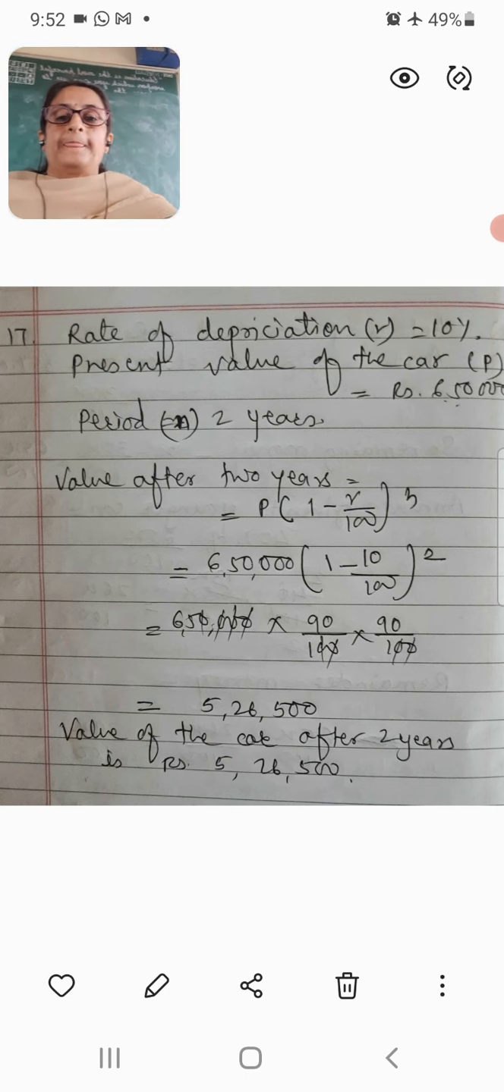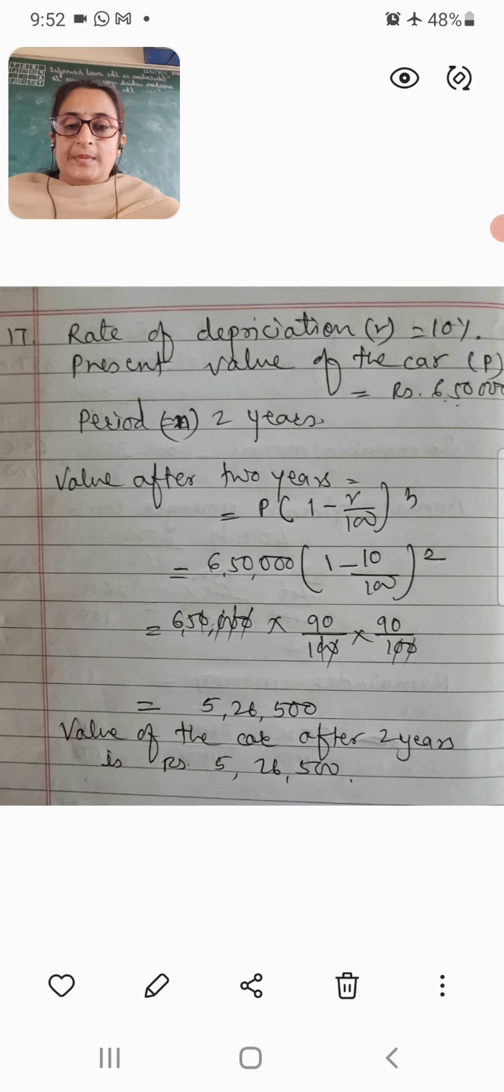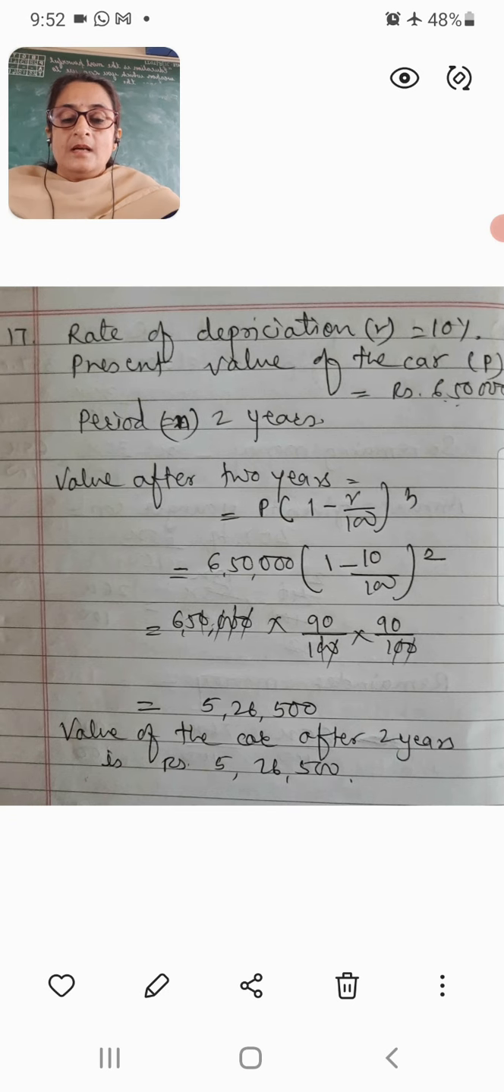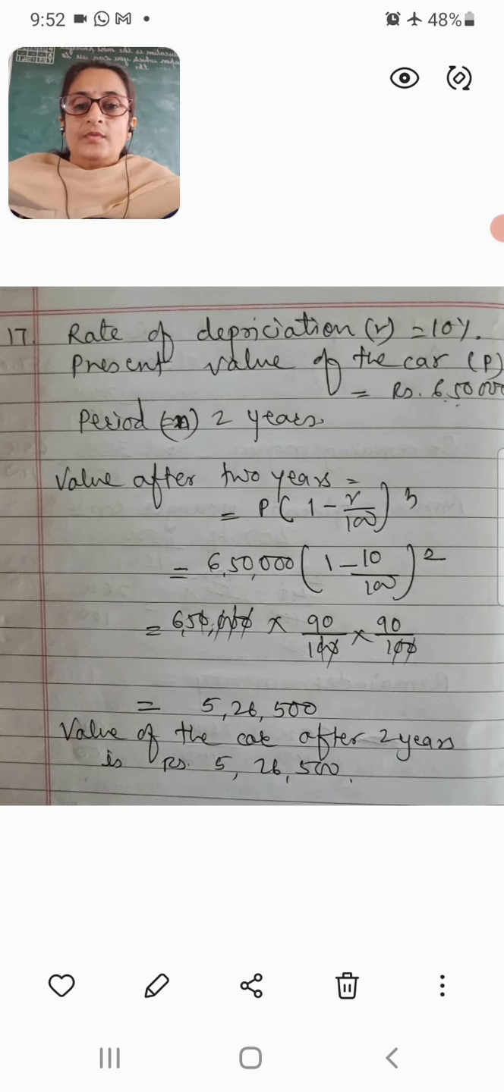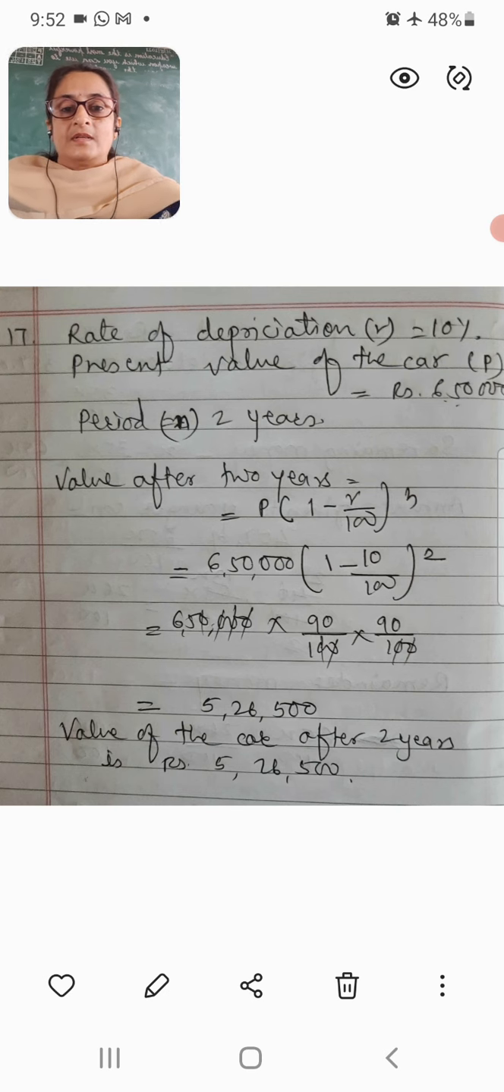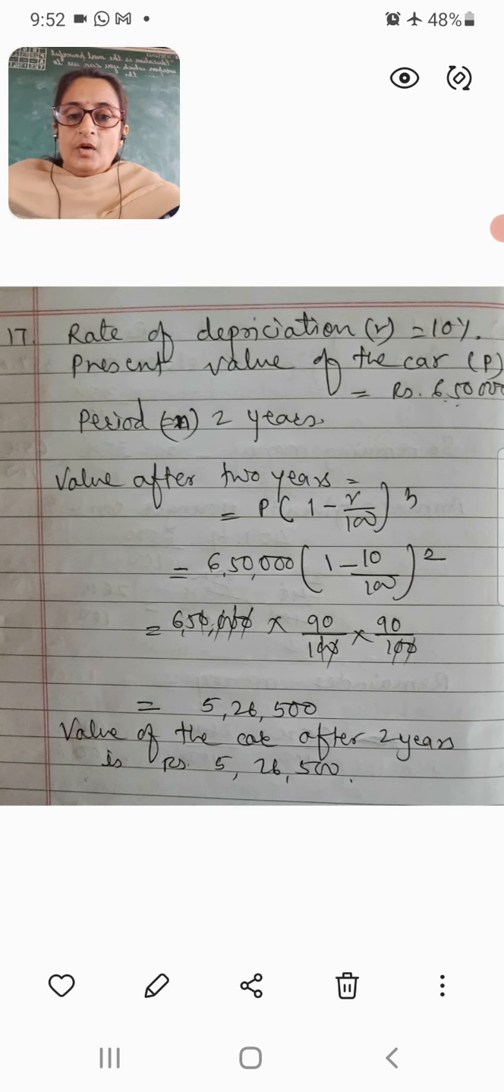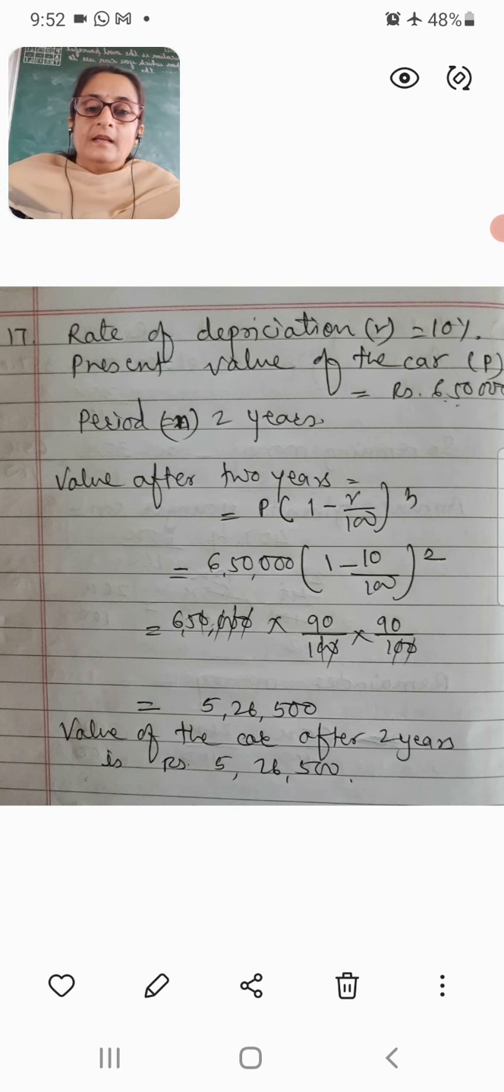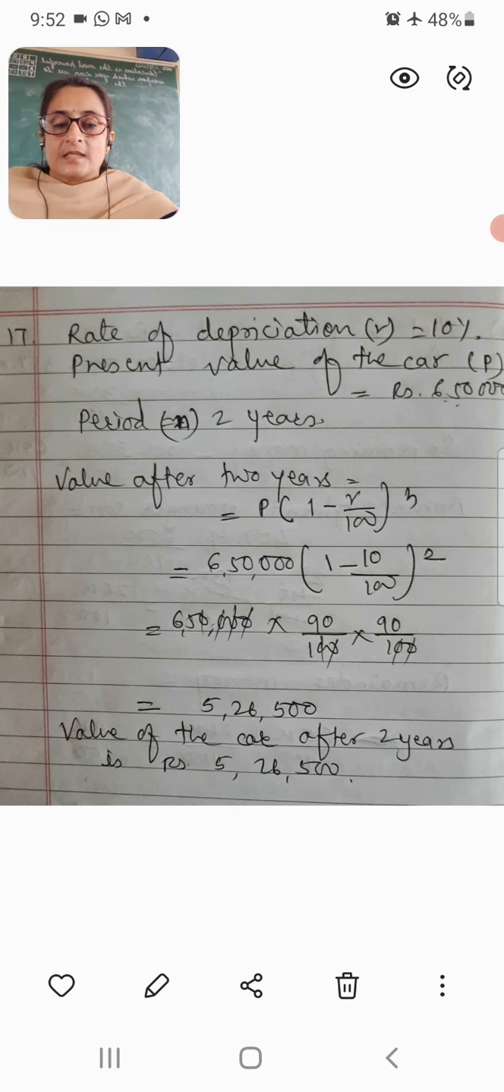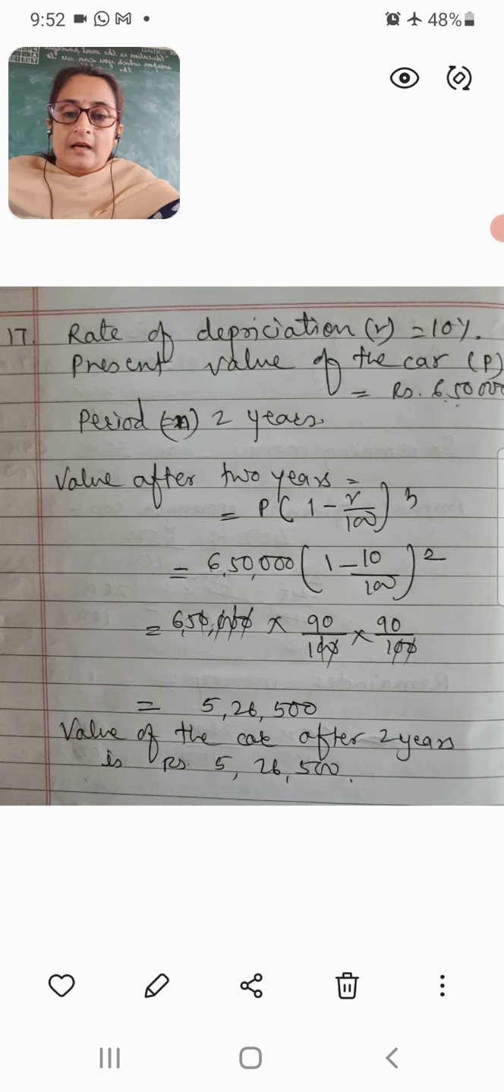Now children, what is depreciation? Depreciation is the reduced value of a vehicle or a machine after certain years of use. So the value of the machinery and the vehicle is reduced after some years of use. If you buy one car at 1 lakh rupees, after 1 year the value won't be 1 lakh rupees. It is reduced. So that is depreciation.